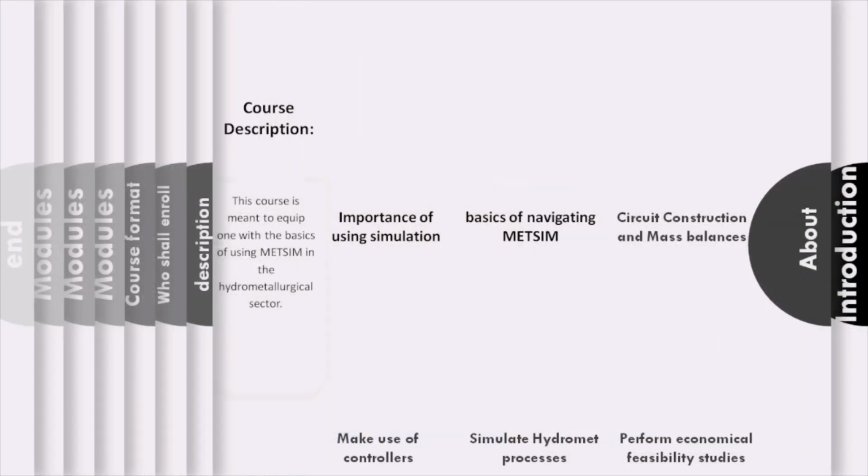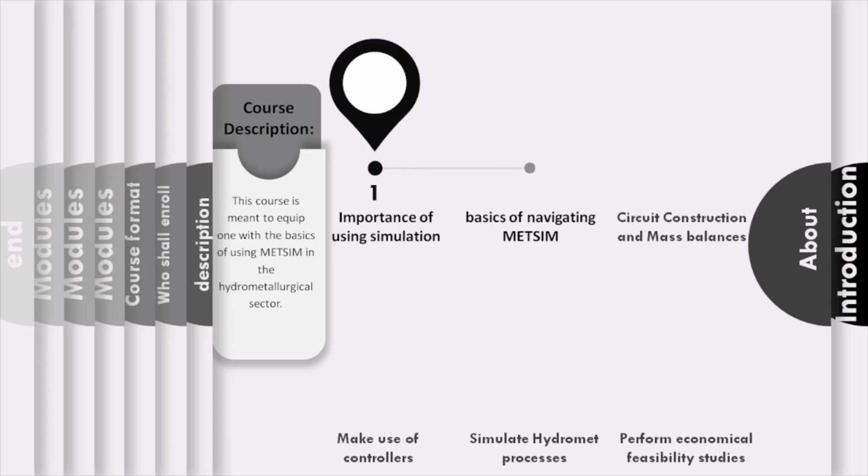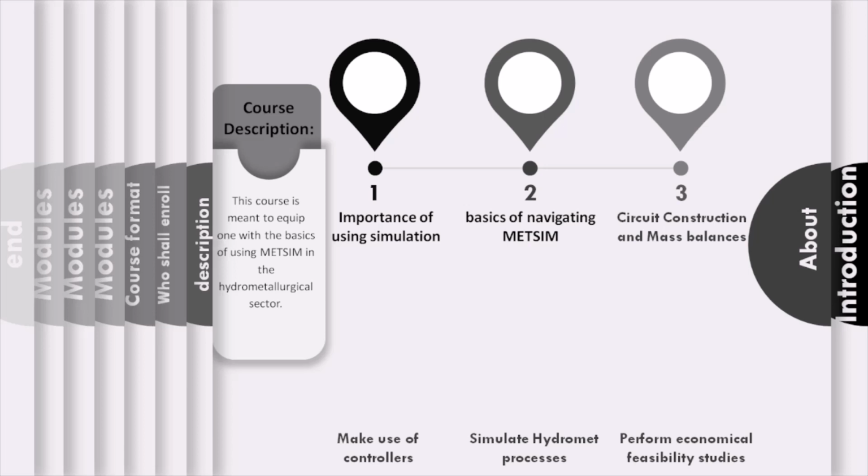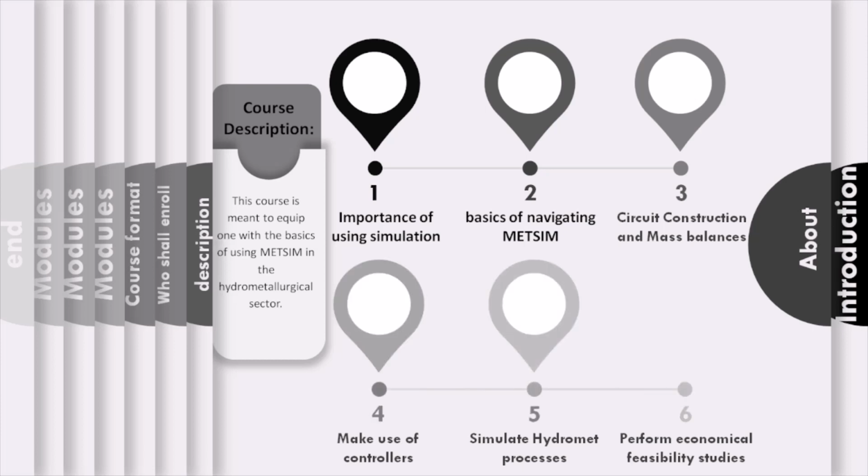Basically, this course is meant to equip one with the basics of using METSIM, especially concerning the hydrometallurgical sector. We're going to kick off with the importance of using simulation, then move on to the basics of navigating METSIM, then we'll do mass balances and circuit construction, again in METSIM. We'll then move on to the more complicated stuff, whereby we'll be using controllers and then seeing how all the basics we would have managed to acquire can be used in the simulation of hydrometallurgical processes. Then we'll move on to perform economic feasibility studies.